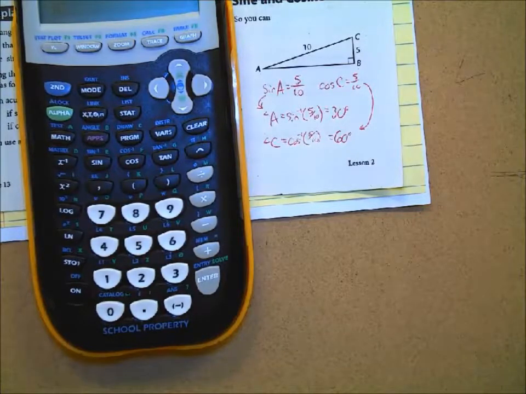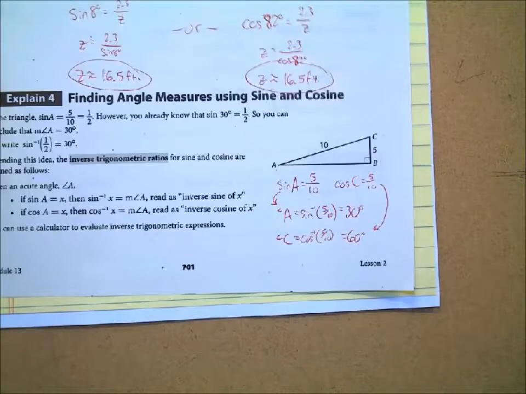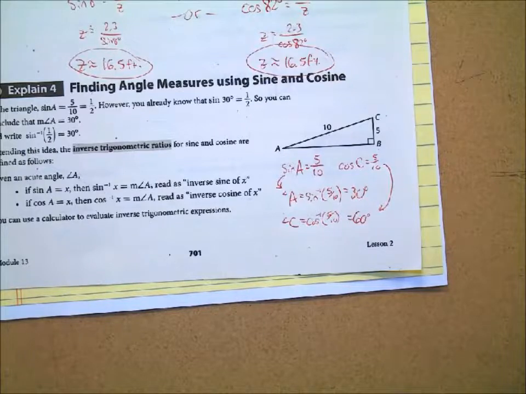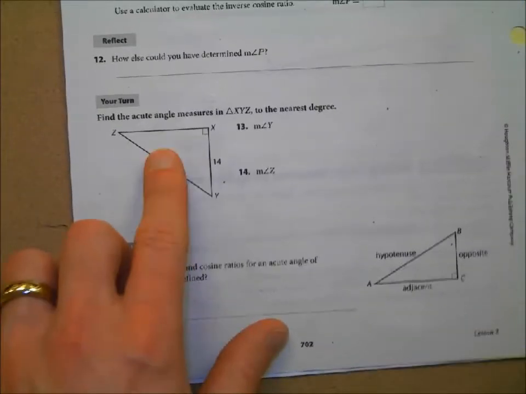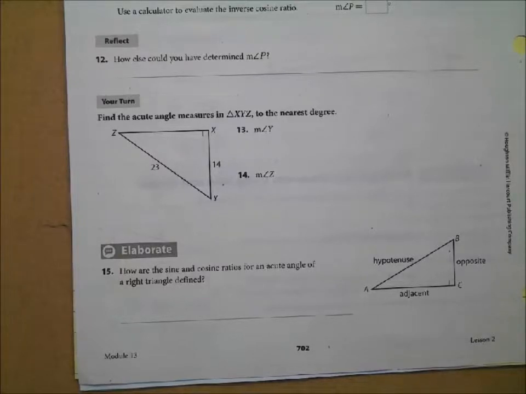Okay, so that's the idea there. Again, just using the inverse trig for those. Questions on any of that? All right, let's do the your turn together, and then I'll cut you guys loose on the homework here, okay? So one more here, triangle X, Y, Z. Let's just try this one together, and then we'll get you guys started on your assignment.